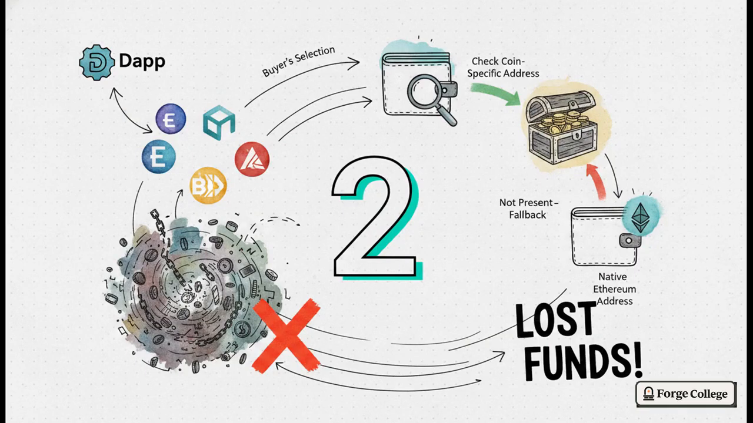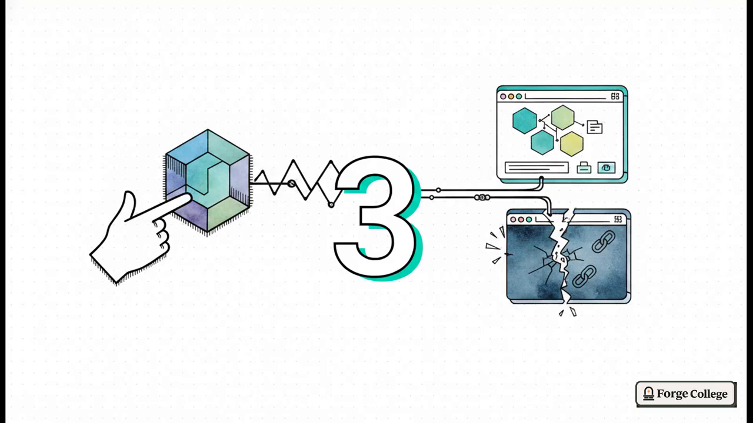Scenario 2. dApp payment routing. Welcome to the multi-chain marketplace dilemma. Let's say a decentralized app needs to route a payment. The dApp has to be coin-aware. It needs to check the coin-specific address first for the buyer's selected chain. Only if that isn't present should it fall back to the native Ethereum address. Making assumptions here literally leads to lost funds. No pressure.